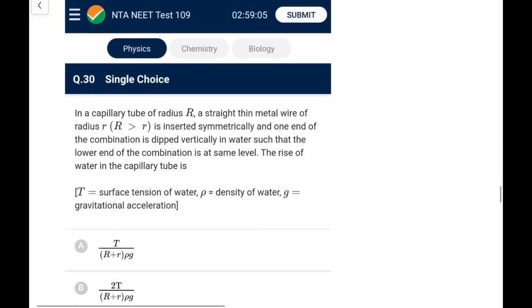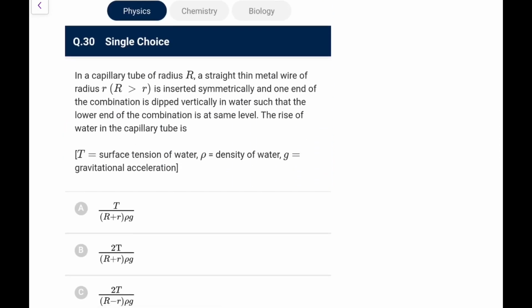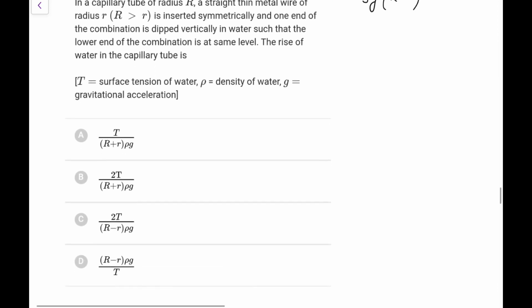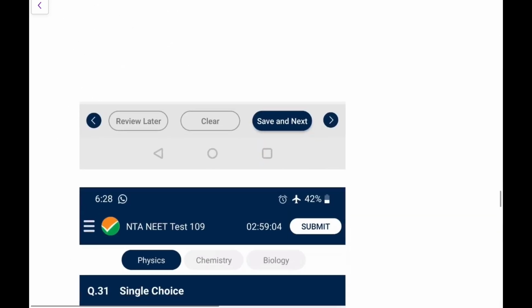Next one. In a capillary of radius R, a straight thin metal wire of radius r is inserted symmetrically, and one end of the combination is dipped vertically in water such that the lower end of the combination is at the same level. The rise of the water in the capillary will be, so we have h equal to 2S upon rho g R. Here, instead of R it will become R minus r, because the effective radius will reduce because of this wire. So the effective radius will become only R minus r. You can directly go for option C here.